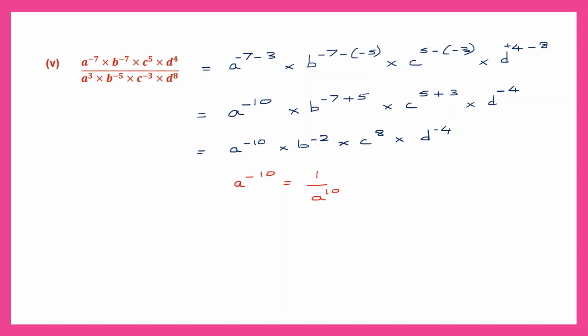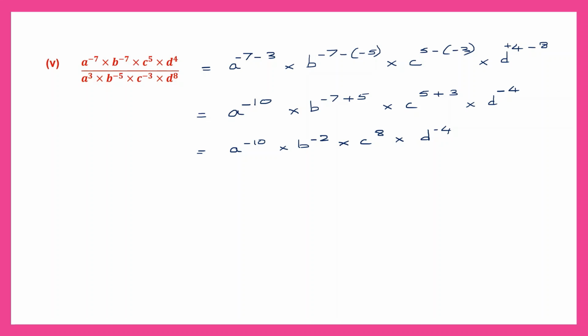So when I take it to the denominator, can you see the power has become positive? Whenever it is negative, you can write it this way, 1 by a to the power of 10. So now this is positive. Now let's write all the negatives like that. That is, we bring all the negatives down.